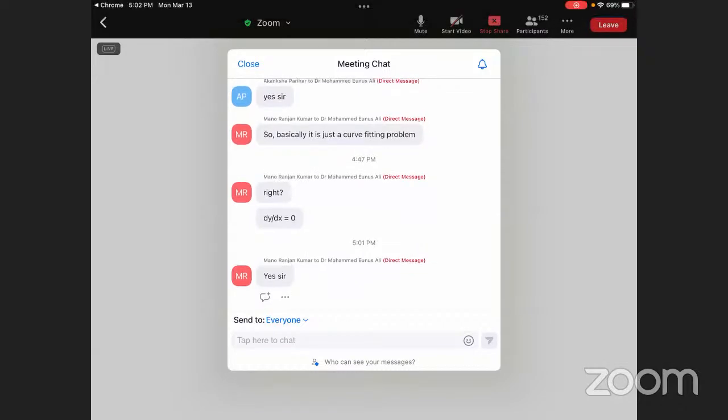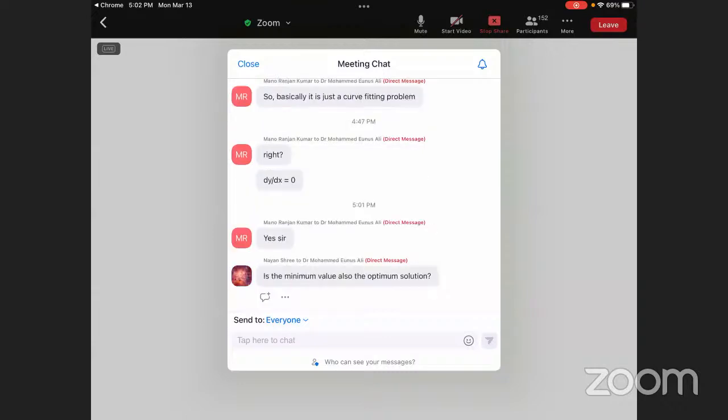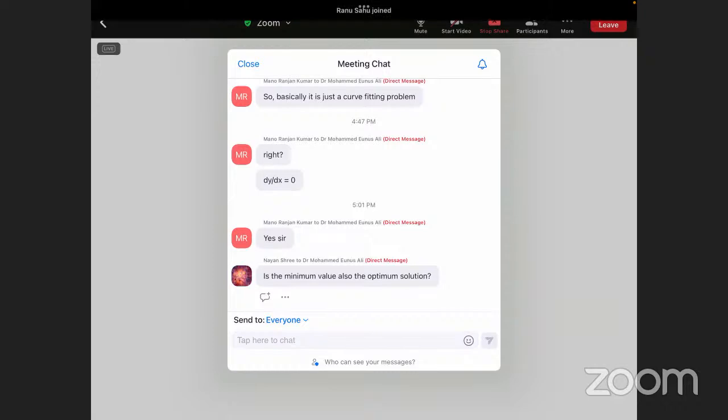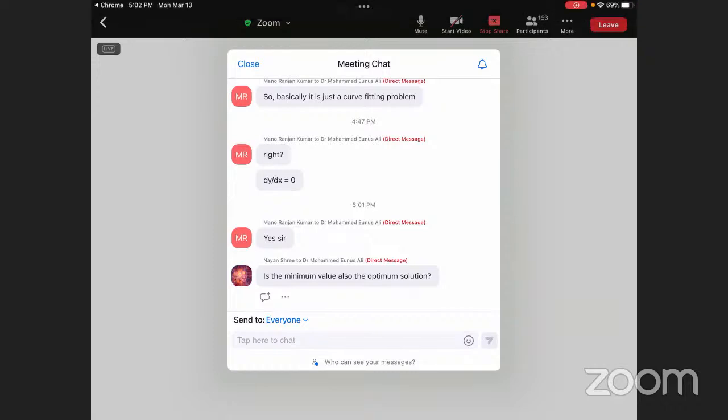Anyone? I'm assuming that linear regression is now okay. I think this is the very basic problem, but it is widely used for many problems. Yes, the minimum value is the optimum solution. Yeah, right. Any other question? Yes. Okay, we are moving.